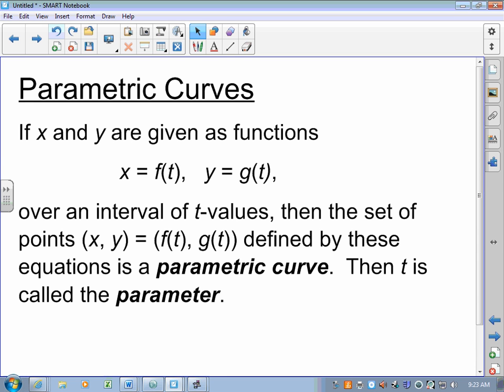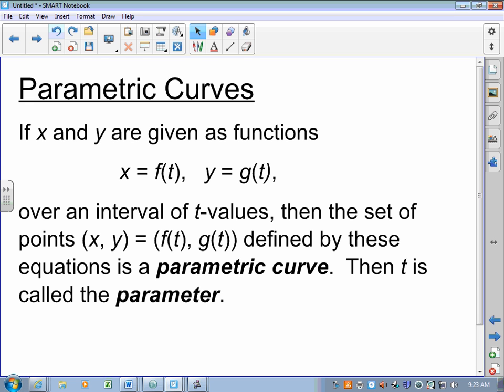So if x and y are given as functions of t over an interval of t values, and that interval can be a closed interval or an open interval. It can run from 0 to 1 only. It could run from 0 to 10. It can run from -5 to 5. It could run from -infinity to infinity, over any interval of t values.